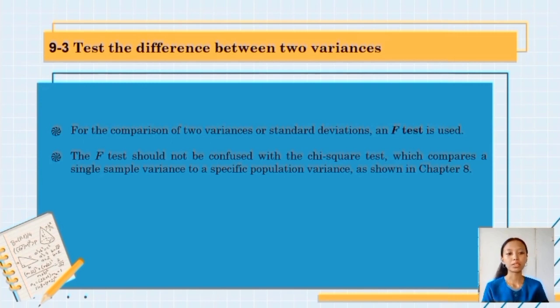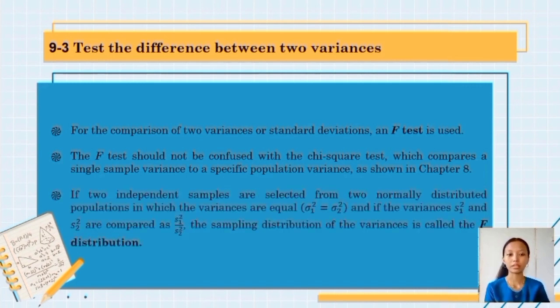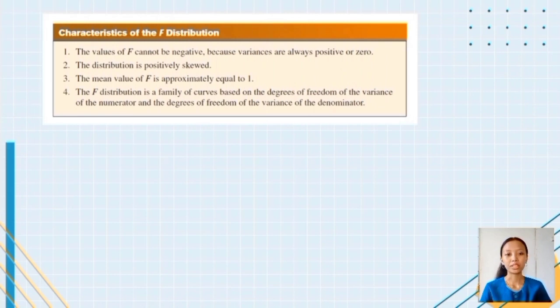The F-test should not be confused with the chi-square test, which compares a single sample variance to a specific population variance as shown in Chapter 8. If two independent samples are selected from two normally distributed populations in which the variances are equal, sigma squared sub 1 equals sigma squared sub 2, and if the variances s squared sub 1 and s squared sub 2 are compared as s squared sub 1 all over s squared sub 2, the sampling distribution of the variances is called the F distribution. These are the characteristics of the F distribution.